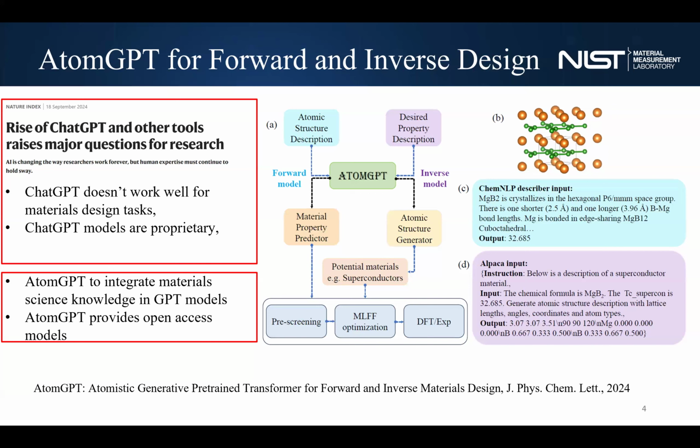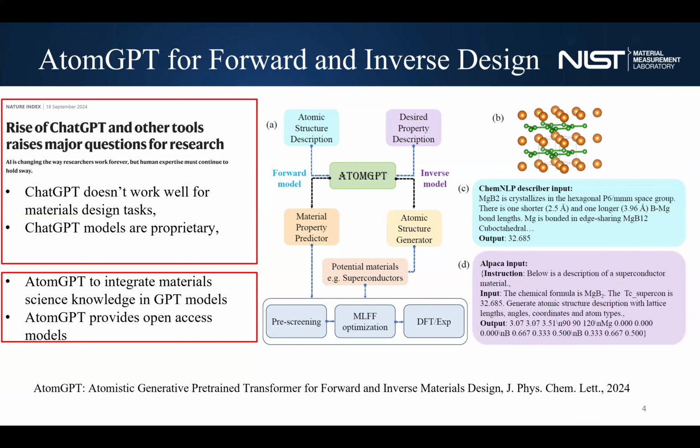So the idea or motivation behind AtomGPT was to develop open access models that can work from multiple modalities using transformer models for both forward and inverse material design. For the forward material design, you can see on the right-hand side, as I said, we have the description of the material. There are different ways to describe a material to a computer.